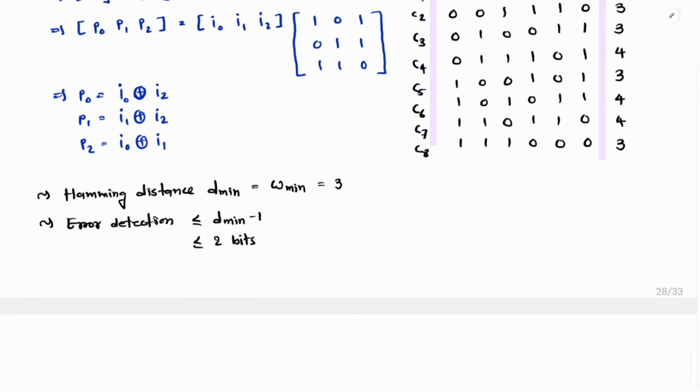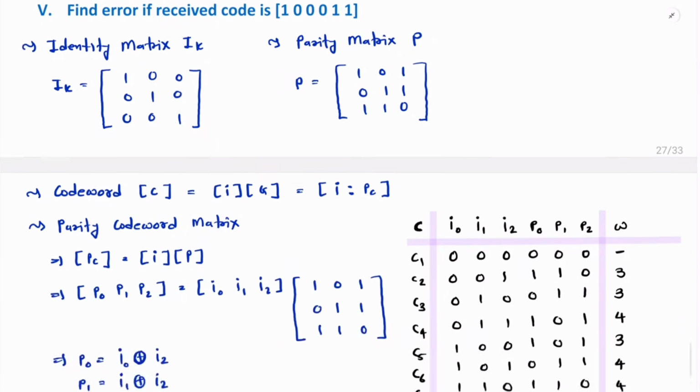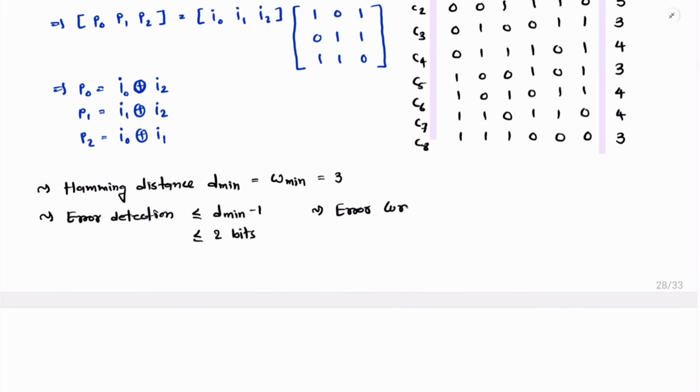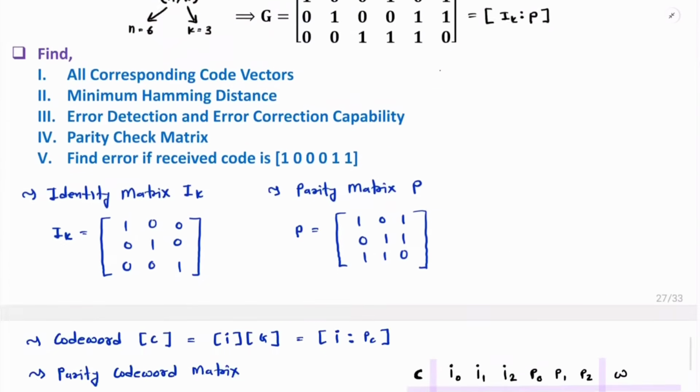And if you talk about the next parameter, that is error correction, then error correction is defined as lower than or equal to (d minimum minus 1) divided by 2. Here d minimum is 3. So 3 minus 1, 2, divided by 2. So that will be lower than or equal to 1. So one can say here with the use of this code, one can have 1 bit error correction, right?